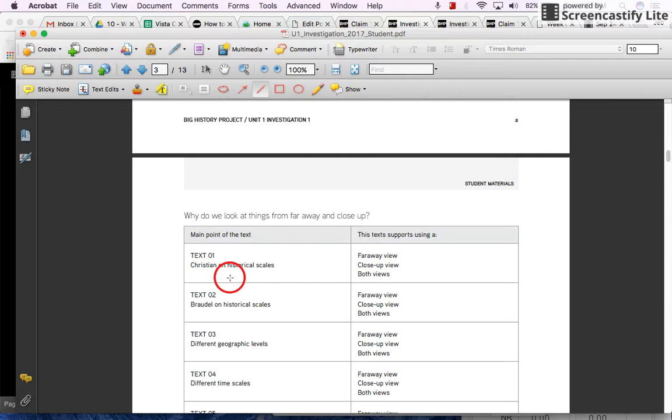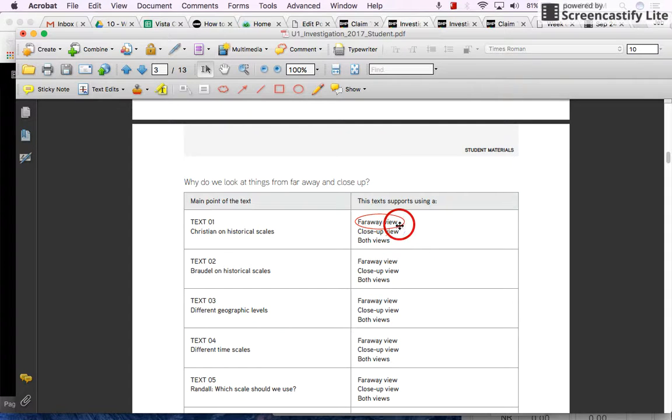And what you're going to do is, this is actually one of the sheets that you have to complete. And what it's asking is, text number 1, Christian on historical scales. So that's David Christian talking about historical scales. And your job is to decide whether this text is suggesting you ought to use a faraway view or a close-up view, or both. And all you're going to do, obviously you're not going to do this digitally, but you'll just circle, okay, whichever one you think, okay? So maybe that one's a faraway view.